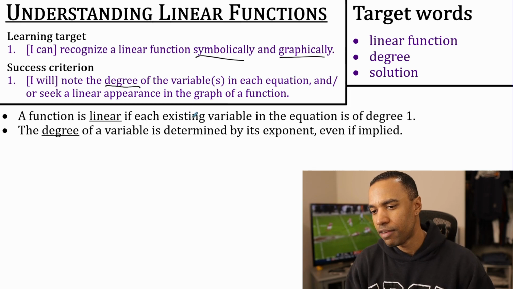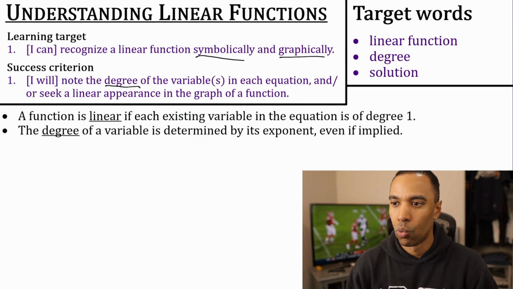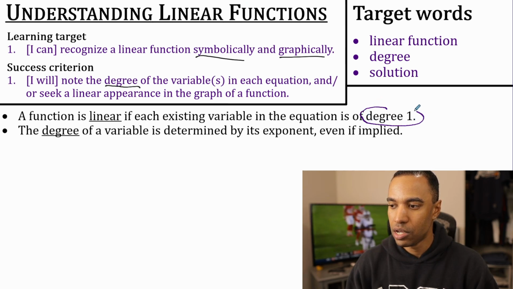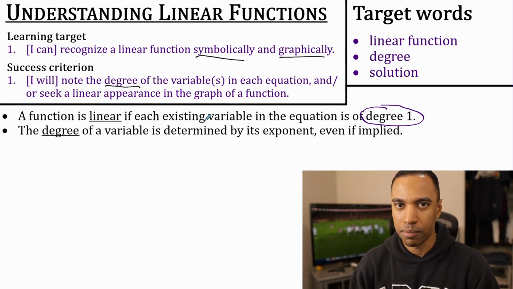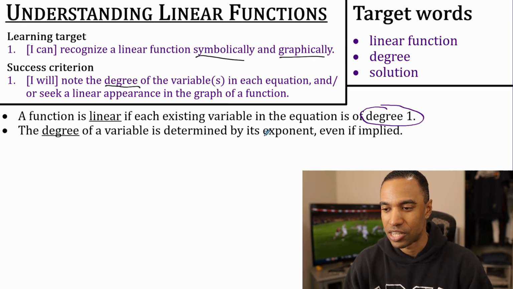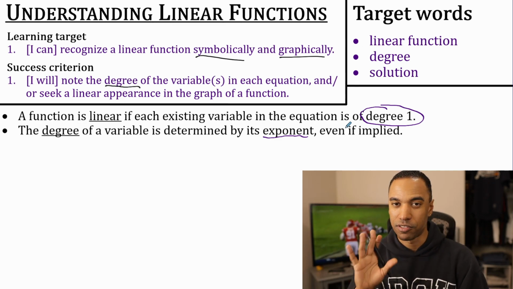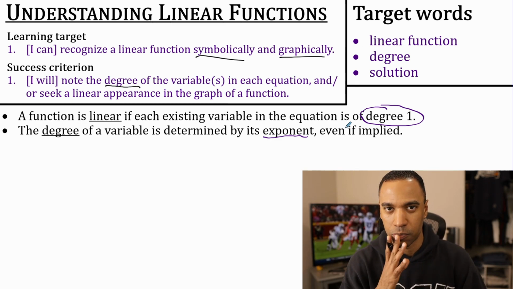A function is linear if each existing variable in the equation is of degree 1. What the heck does degree 1 mean? Well, that's what the next bullet point is for. The degree of a variable is determined by its exponent. Even if it's implied, and by implied I mean even if it's not written, we should still know what the exponent is.